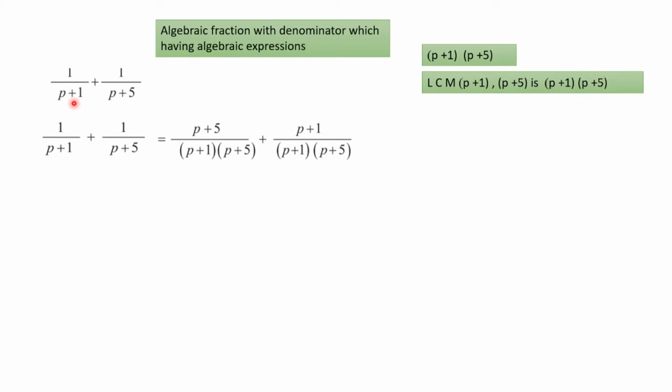In this case it's very easy. When you are going to convert this denominator to p plus 1 into p plus 5, what are you supposed to do? You have to multiply by p plus 5. That is the multiplication factor in the denominator, and the same way you have to multiply the numerator by p plus 5. Here look at this, p plus 1 is there, so you have to multiply by p plus 5, because your common denominator is p plus 1 into p plus 5.